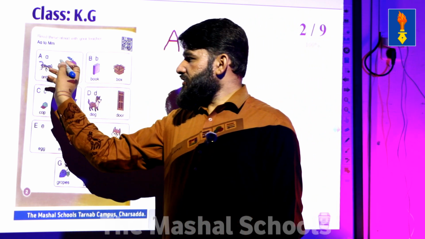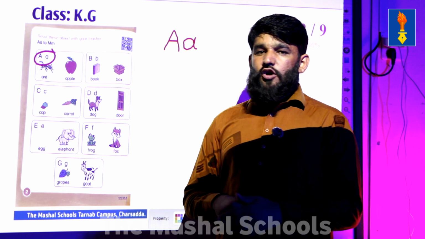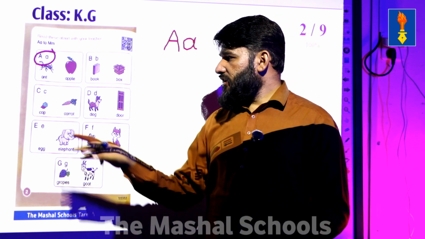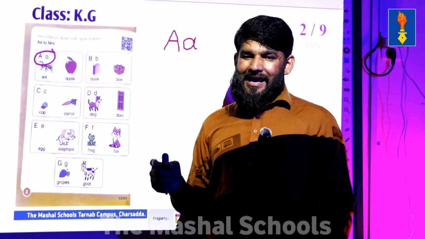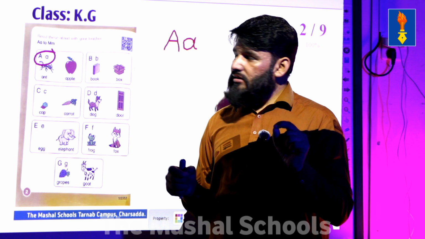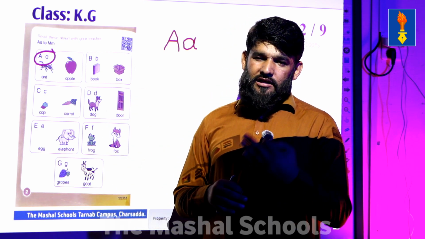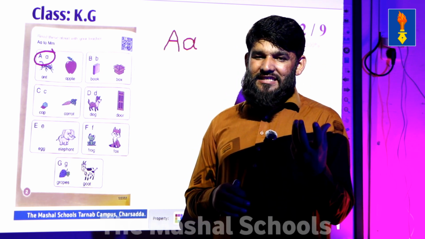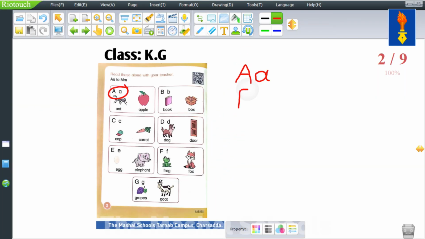The first letter is actually A. This is A. Now let's talk about things that start with letter A. For example, ant. Ant is a small animal. Along with that, apple. A-P-P-L-E. Apple. Apple is a nice and sweet fruit. Now this is apple.